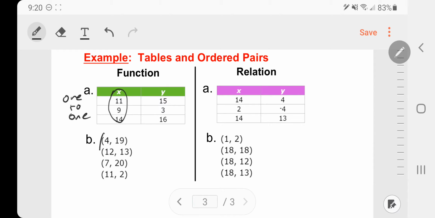Okay, moving on to B. Again, you notice 4, 12, 7, and 11. None of those repeat, so this is indeed a function as well. Okay, and none of our y values repeat, so this would also be one-to-one.